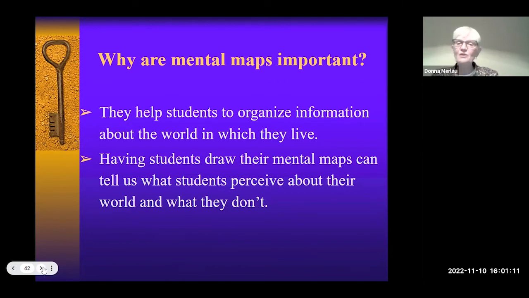So mental maps are important because they help kids organize information about the world they live in. Have kids draw their mental maps. That'll tell you what they do know and what they don't know, and then you can work from there. Have them draw directional maps from home to school or directional maps within the school. Trade them with other kids to say, do I agree or disagree? What do we need to modify?